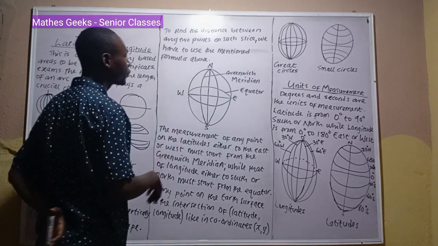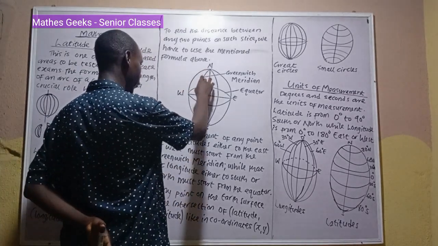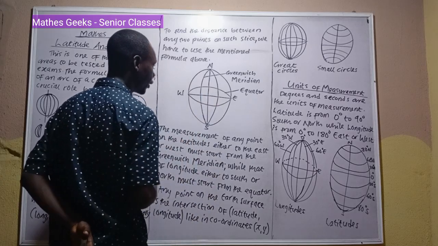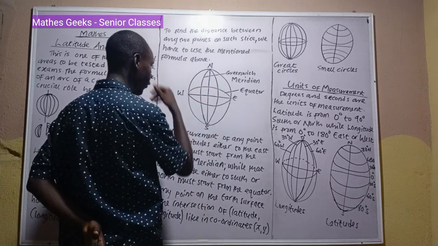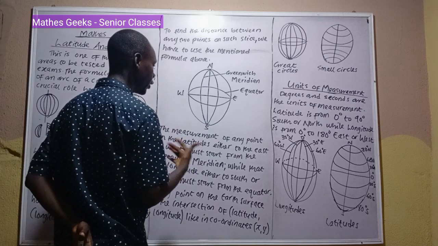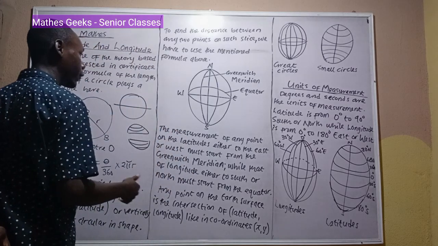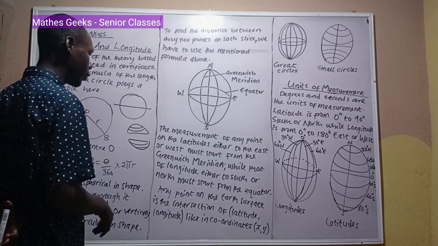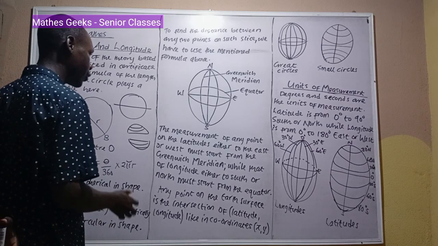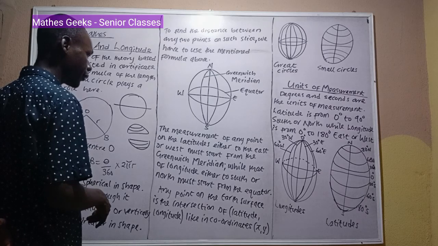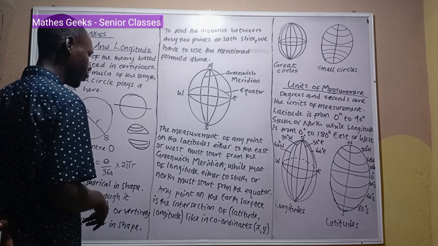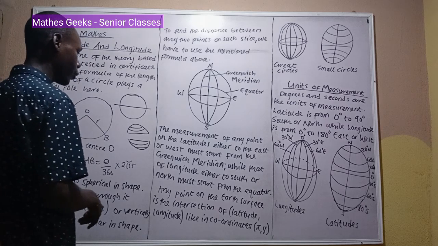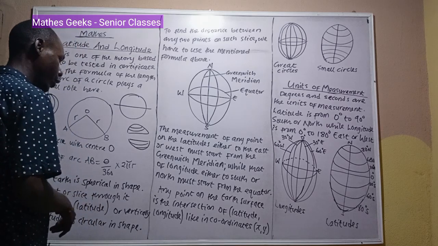The globe represents the Earth. The line of longitude from which all other longitudes are measured is known as the Greenwich Meridian, and the equator is our line of latitude from which every other line of latitude is measured. So the measurement of any point on the longitudes, either to the east or the west, must start from the Greenwich Meridian, while that of latitude, either to south or north, must start from the equator.